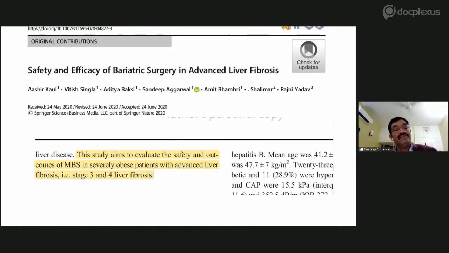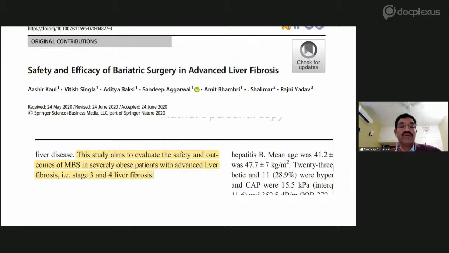So this is a study which we again recently published. This was a retrospective analysis, and we were very worried by what is happening to our patients with liver cirrhosis. We are finding a 5% rate of cirrhosis in our bariatric surgery population, and we want to know exactly, as Dr. Raman said, offhand you will say, okay, everything is good or everything is bad.